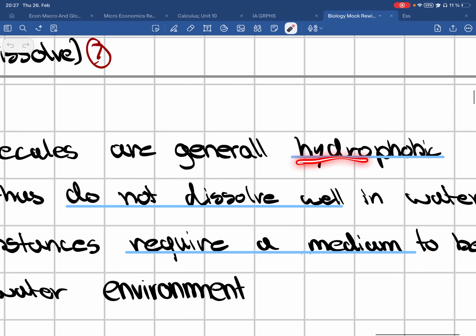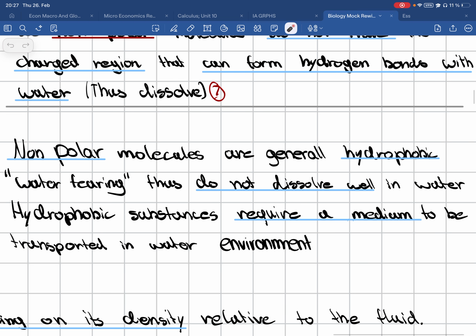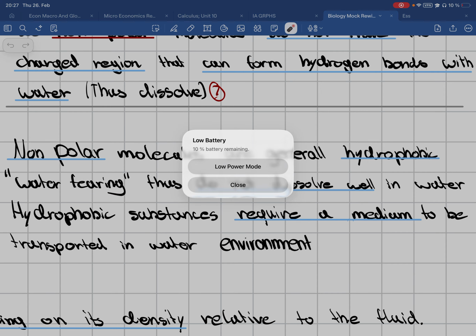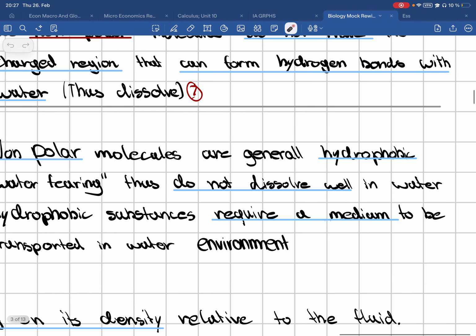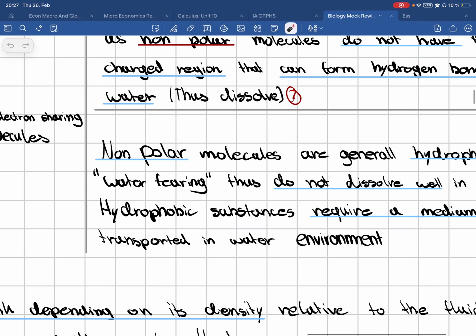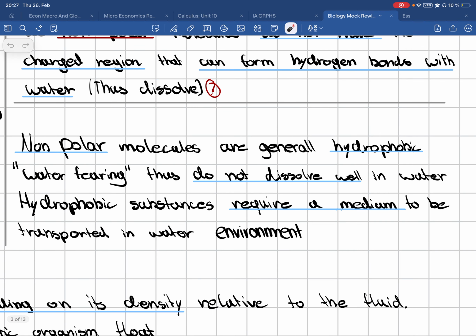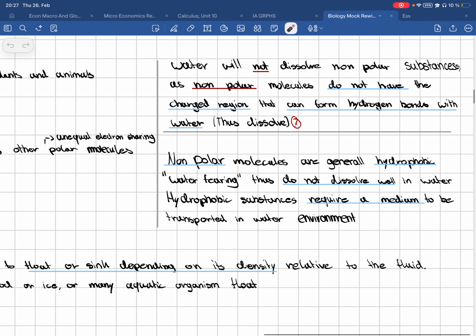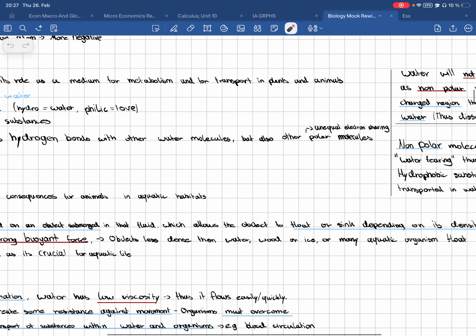Hydro again means water. Phobic means kind of fearing or hating, whichever way you interpret it. So this means water fearing, and they thus do not dissolve well in water. For example, oil is nonpolar and hydrophobic, and if you put a drop of oil in water, you will notice that it won't dissolve. Hydrophobic substances therefore require a medium to be transported in a watery environment.